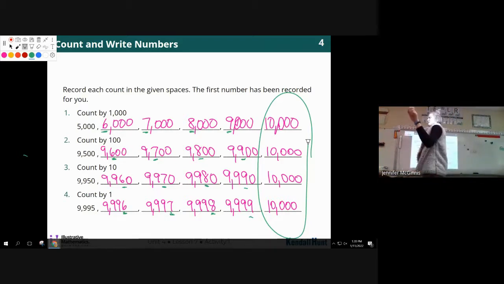What do you notice about when we're counting by thousands? On this one, what place is changing? Charles? Thousands. What place is changing here? Hundreds. What place is changing here? Tens. What place is changing here? One. It's a pattern, but going down. Interesting. Wait a second. 3 zeros in every single one.